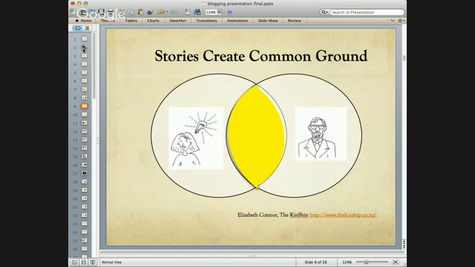Stories also create common ground between science and people, and a common language that enables us to connect with our audience and deliver our messages. And I think this really builds empathy and understanding between science and people.